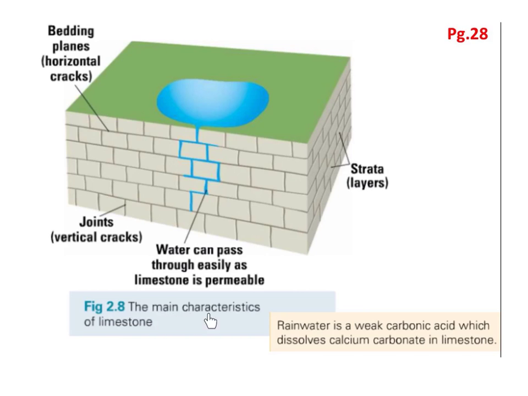This diagram shows the main characteristics of limestone. So we can see the bedding planes are the horizontal cracks. So the cracks going across are known as bedding planes. And the joints are the vertical cracks. So the cracks going downwards are the joints. Water can pass through easily. So we can see a pool of water and it passing through the cracks. The reason for this is that limestone is permeable. And then we can just see the layers all around the limestone. So strata is another word for layers. Rainwater is a weak carbonic acid which dissolves calcium carbonate in the limestone.